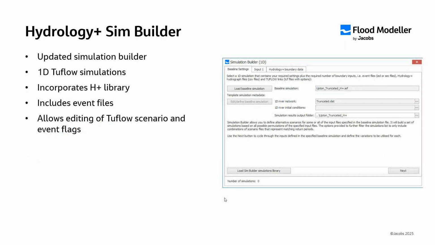We've also introduced an updated sim builder in 7.3. This recognizes that when you're using Hydrology Plus, you may be producing tens, if not hundreds of different hydrographs, which you want to bring into your model, and you don't want to spend hours creating your simulations. So sim builder works with the updated Hydrology Plus tool. It works with Flood Modeler 1D and 2 flow models. Includes event files as well as allowing you to edit 2 flow scenarios and events.